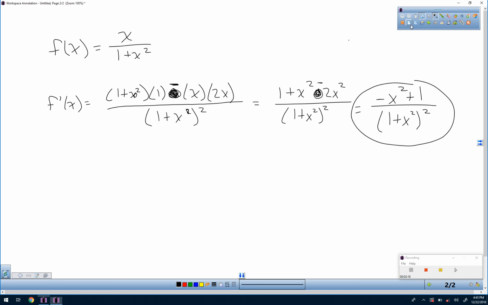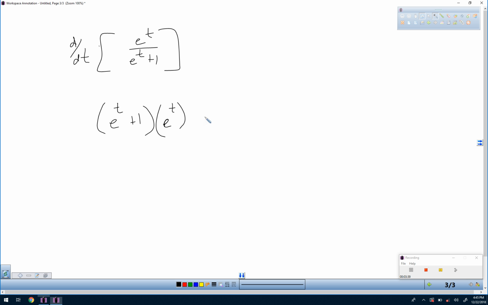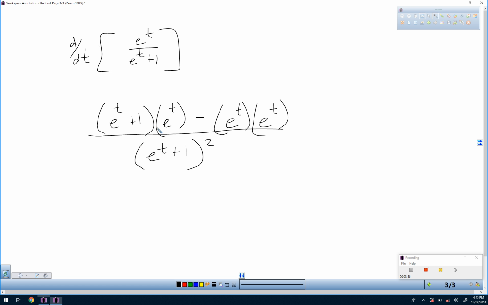All right, look at another one. If I ask you to find the derivative with respect to t of e to the t over e to the t plus 1, we can find the derivative of this very quickly. The derivative of that would be low, so e to the t plus 1, d high, the derivative of e to the t is just e to the t, minus high, so e to the t, low d low, and the derivative of e to the t plus 1 would just be e to the t, all over low squared. Then I could just clean this up.